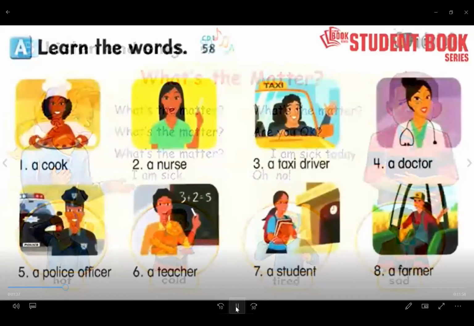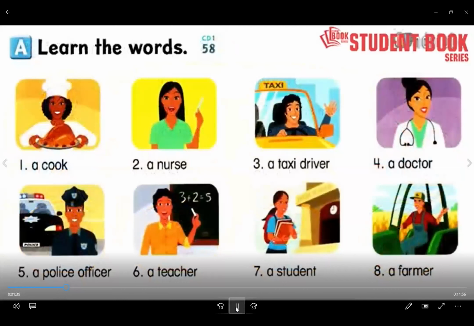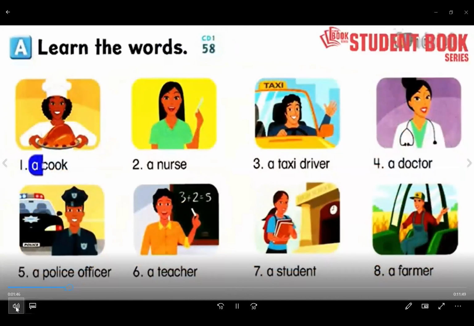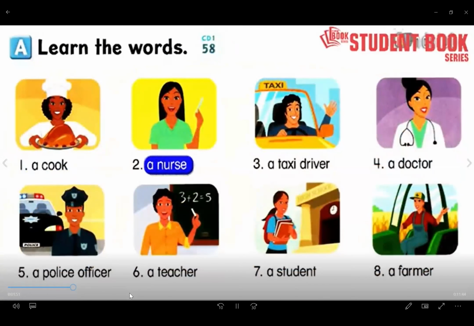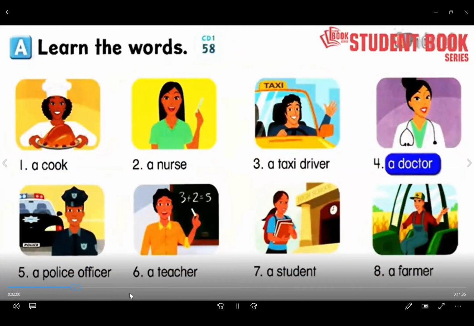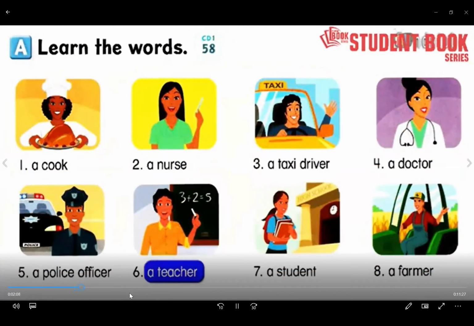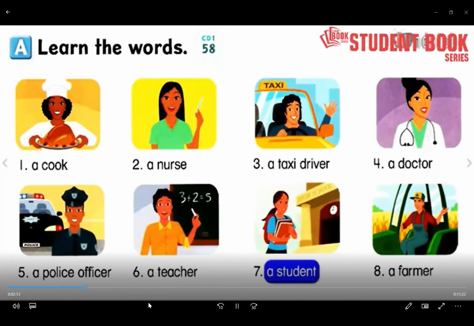Page 32. Let's learn. A. Learn the words. Number 1. A cook. Number 2. A nurse. Number 3. A taxi driver. Number 4. A doctor. Number 5. A police officer. Number 6. A teacher. Number 7. A student. Number 8. A farmer.